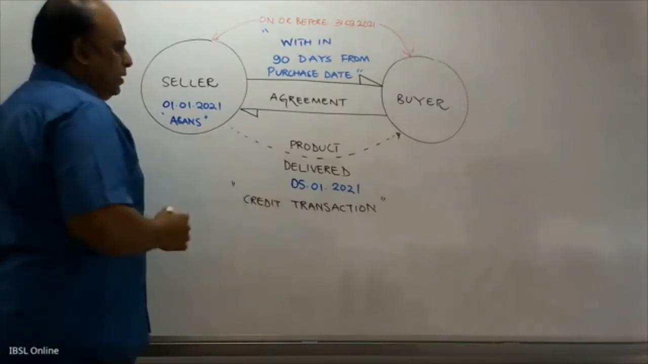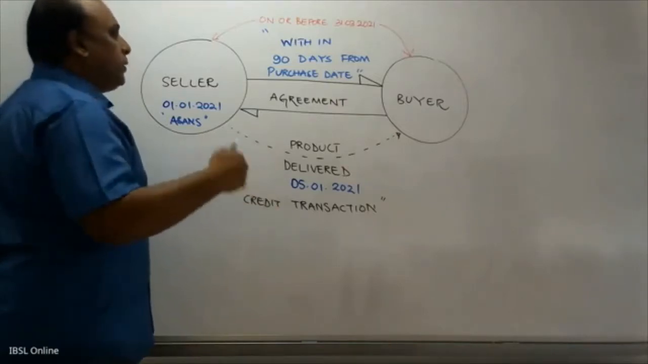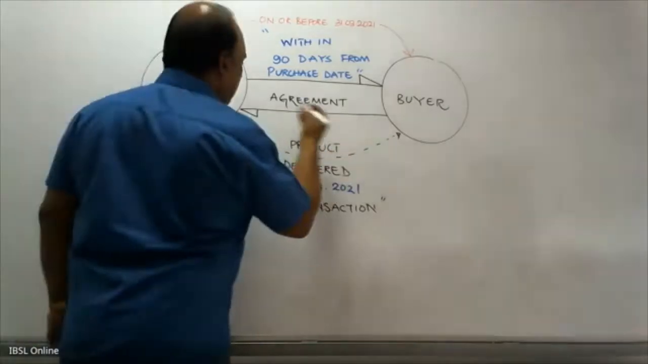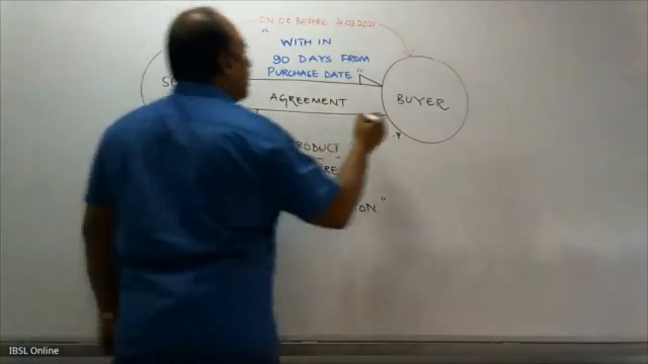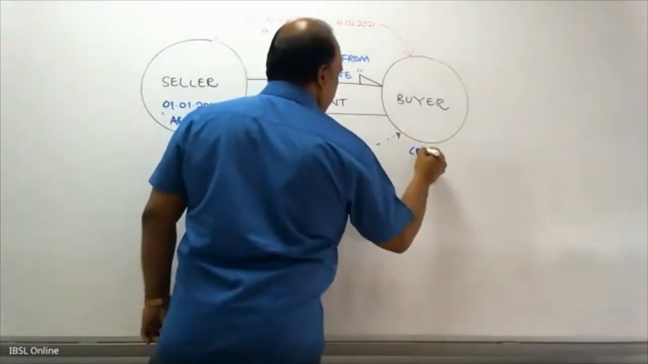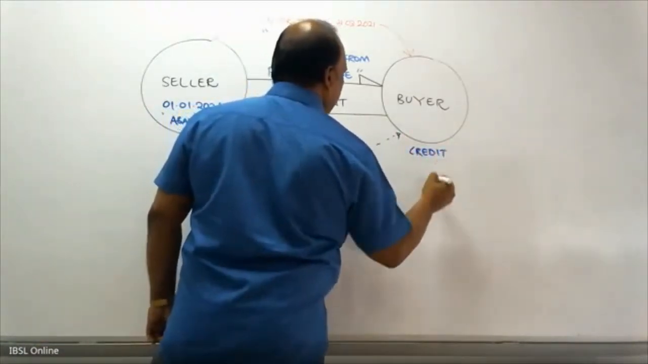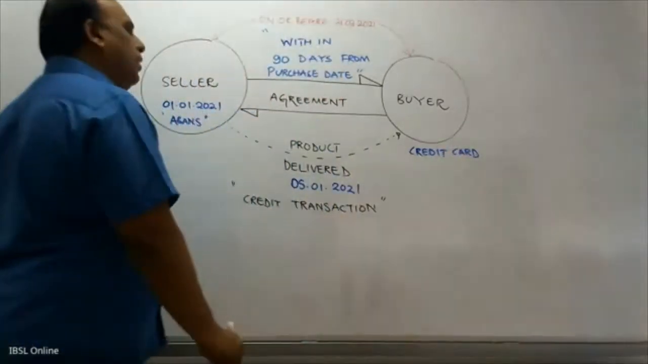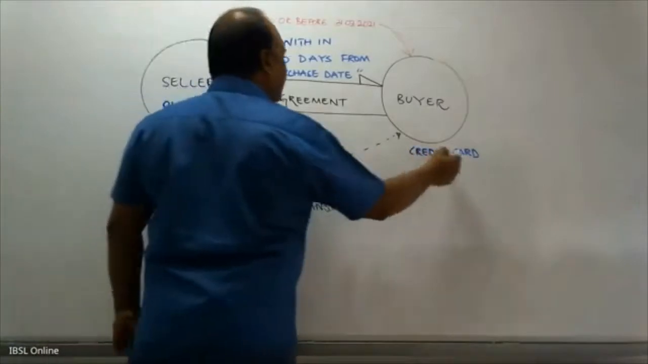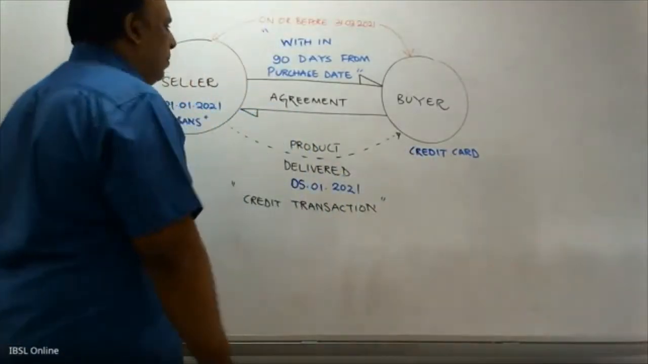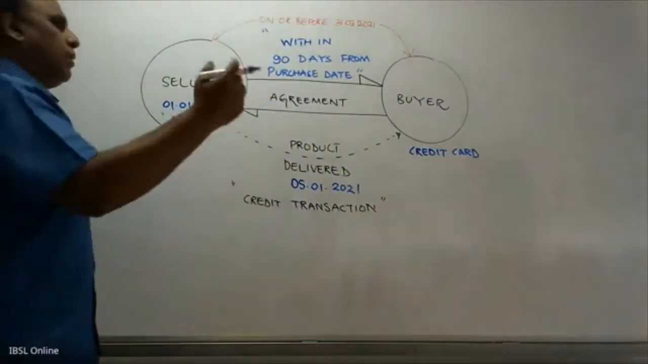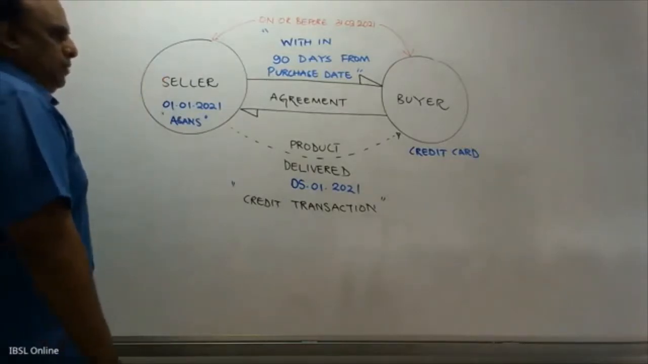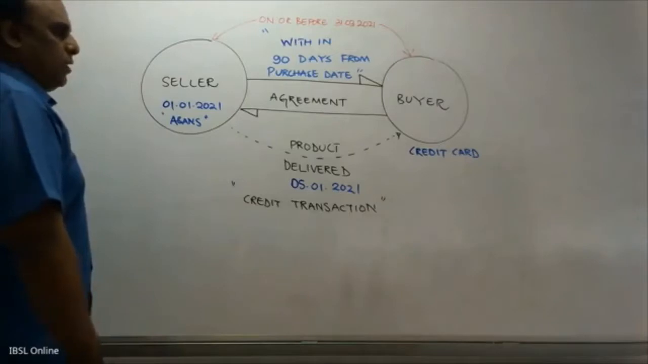Now what has happened? For the payment, you can agree into terms. Either you can pay with your credit card. Now there are instruments available. You can use your credit card so that you can automatically get the credit period for the payment. That will be offered by your bank, not by the seller. That is one way of doing it.